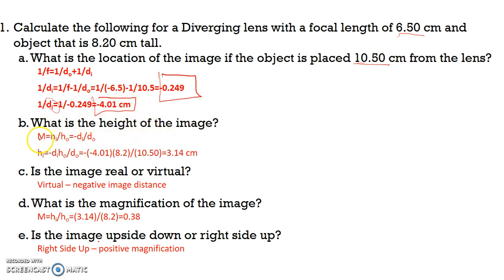So what is the height of the image? And same concepts, just making sure our signs are correct. So negative 4.01 times 8.2 divided by 10.5, and we should get positive 3.14 centimeters. So that means that it is virtual because it has a negative image distance. The magnification, we're going to use 3.14, which is what we calculated in letter B, divided by 8.2, which is given to us in the problem, the object height, equals 0.38. So we have a positive, which means that the image is right side up for that positive magnification.